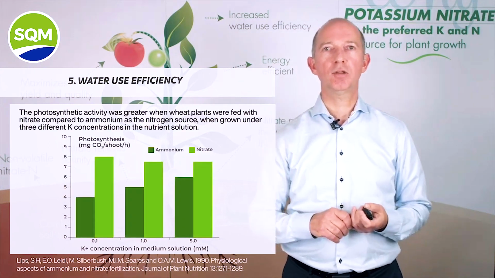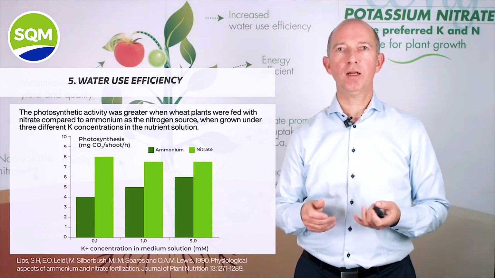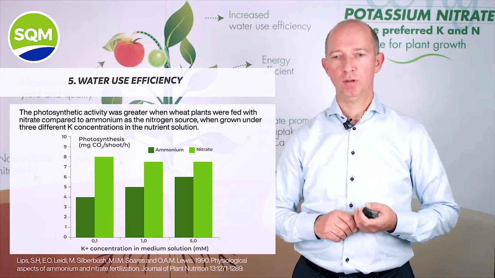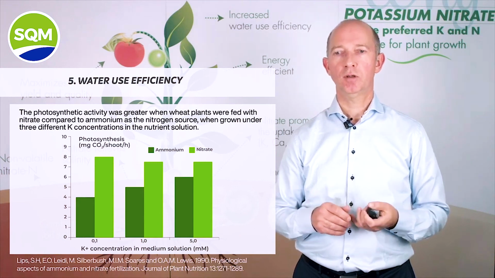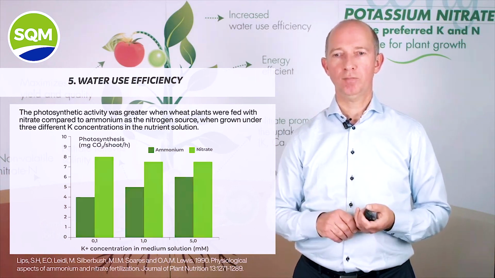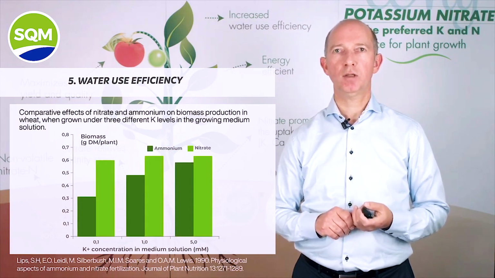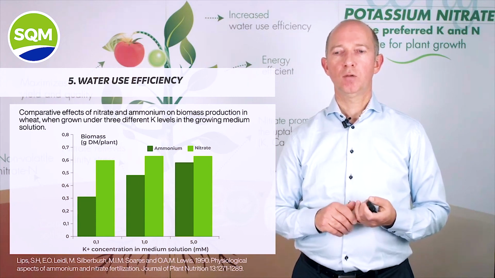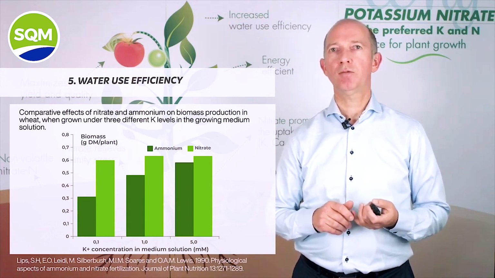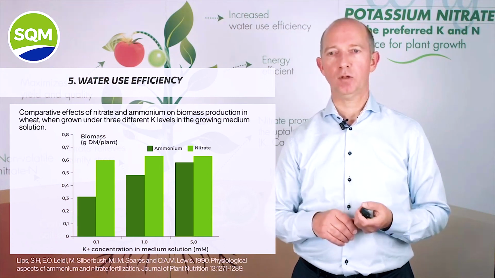Another slide shows that photosynthesis is also improved with nitrate compared to ammonium. There's more CO2 fixed per shoot per hour, and when it comes to biomass, we can see that there is more biomass produced per plant when nitrate is the predominant nitrogen source compared to ammonium.